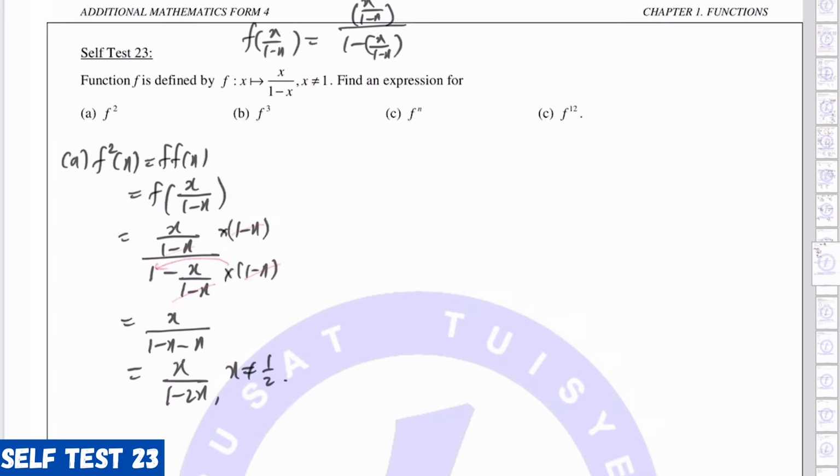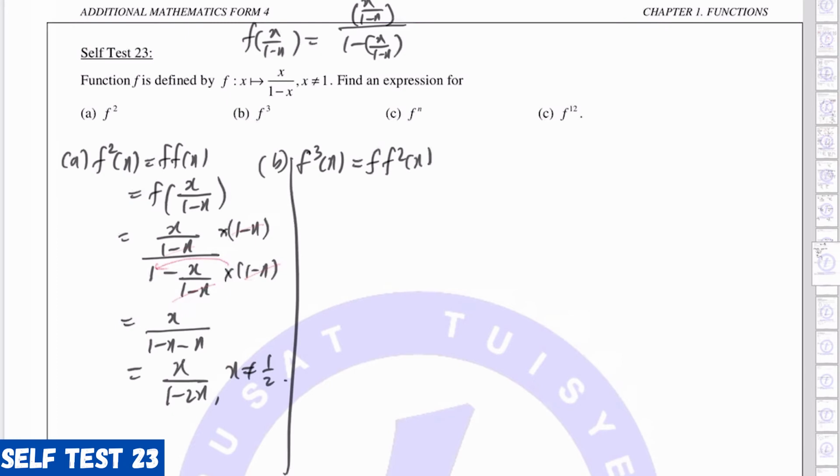Now, how about part B? This is part A, f2. If I want to find f3, again, you got to repeat the process. Now, it's up to you which one you want to use. You want to use the f2 or f(f)? Also can. So I think I'll just use f2.